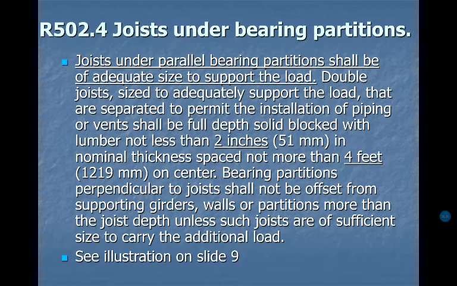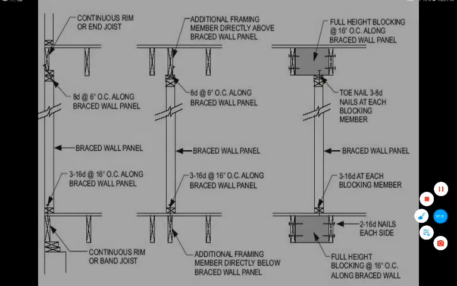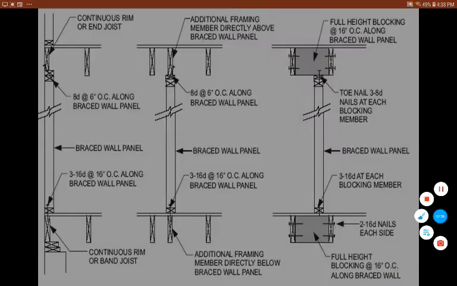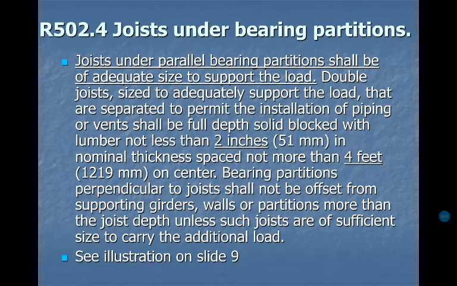Joists under parallel bearing partitions shall be of adequate size to support the load. Lumber of not less than 2 inches in nominal thickness, space not more than 4 feet. That is exactly what we're saying right here. When we reference the braced wall line, it's just saying that if the wall of the partition is parallel, joists under it shall support the load. Okay.